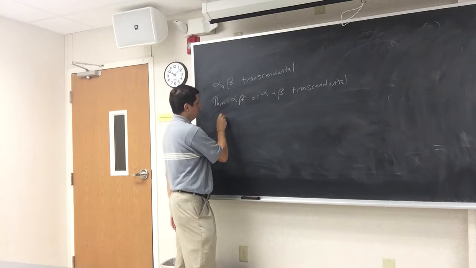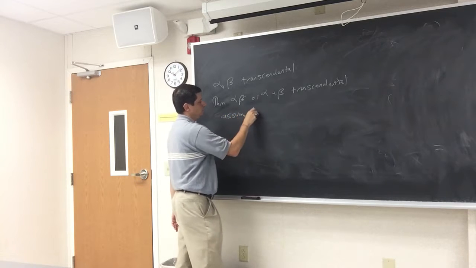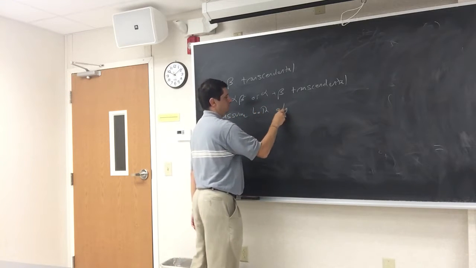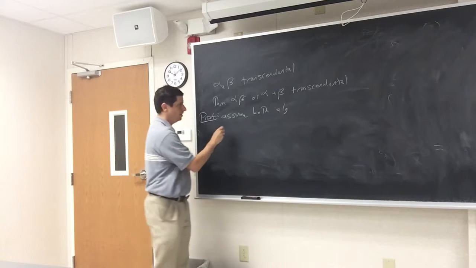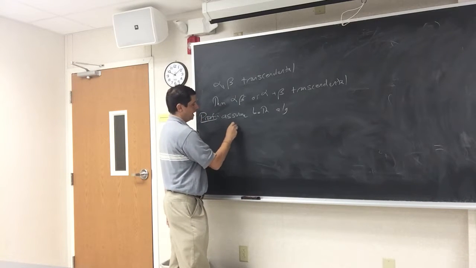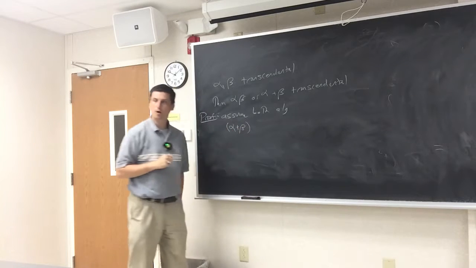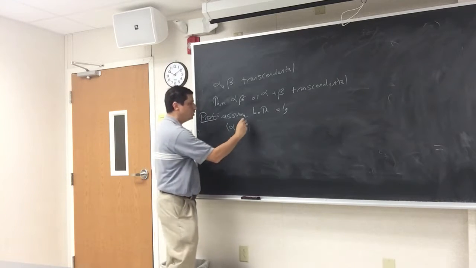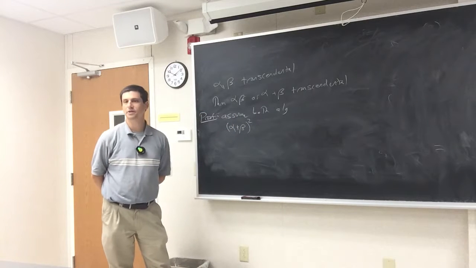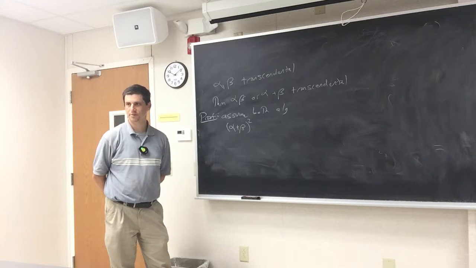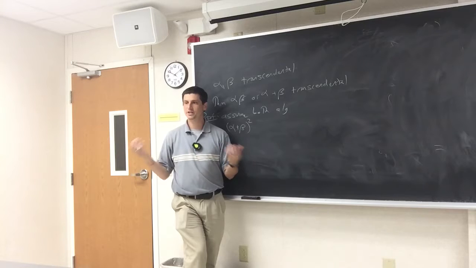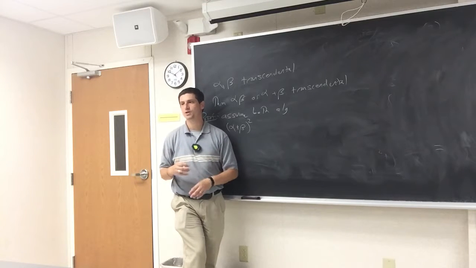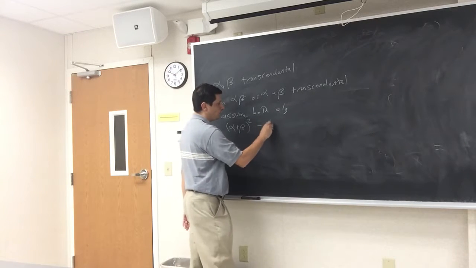So, assume both algebraic. This is a proof by contradiction. So alpha plus beta is the root of a polynomial of finite degree. With a little bit of work, you can show alpha plus beta squared is the root of a polynomial of finite degree. And with a little bit of work, you can show if you have two algebraic numbers, their sum is algebraic, their difference is algebraic, their product is algebraic. So this is also algebraic.